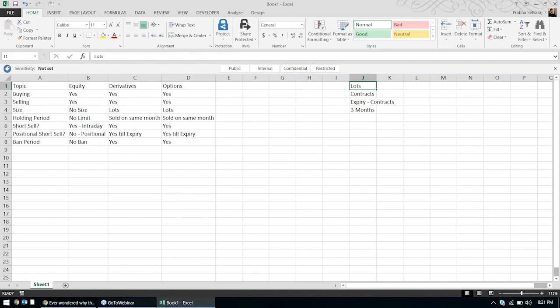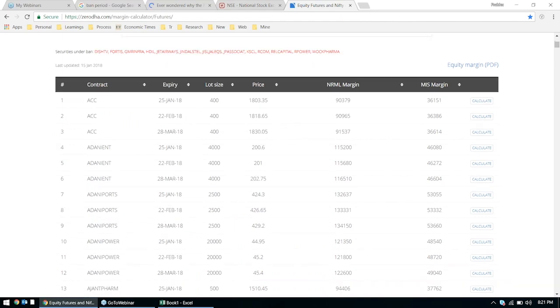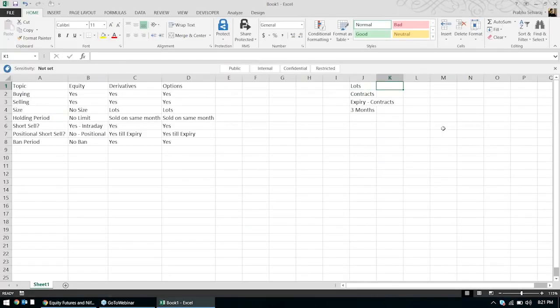Then I told you what a lot size is. Lot size is different from stock to stock. You can look into all the lot sizes over here in Zerodha. That closes this part on lot size. Done. What is a contract?